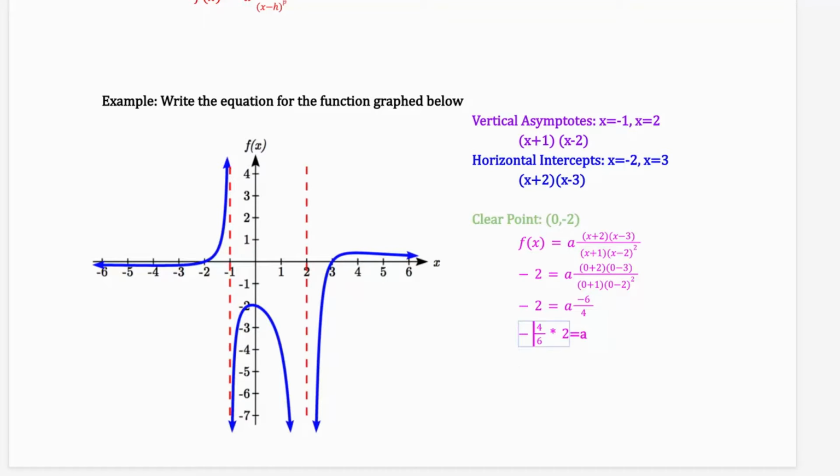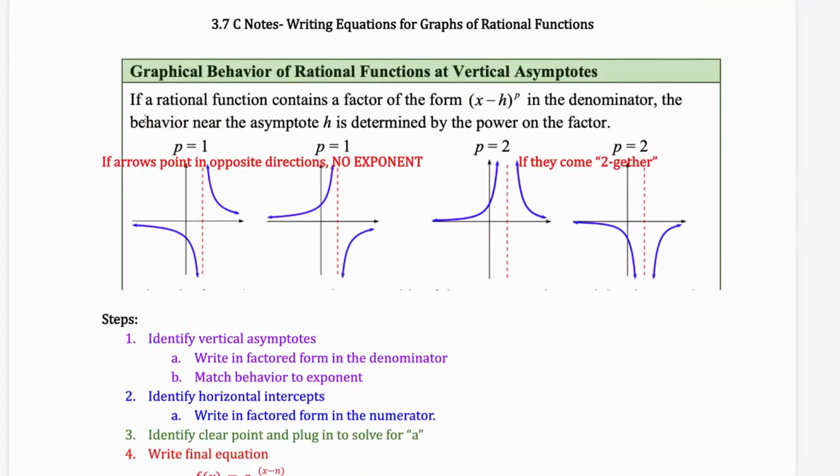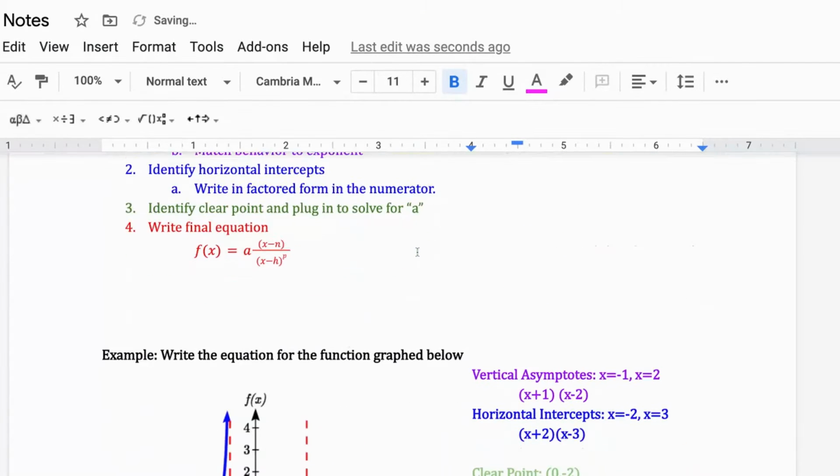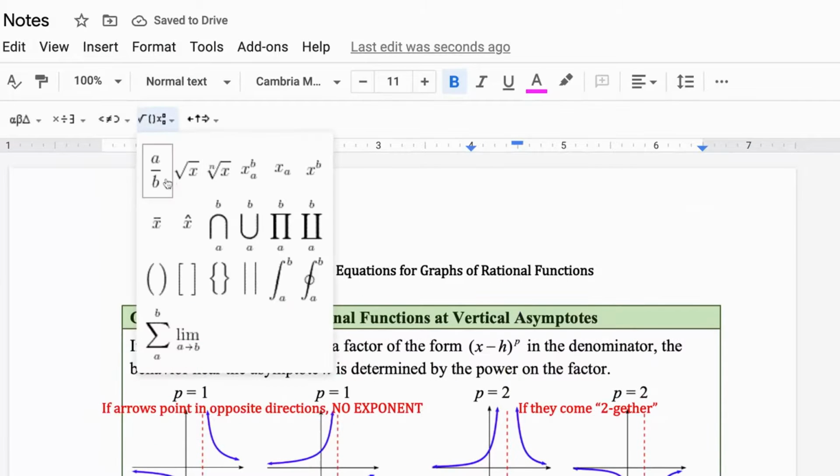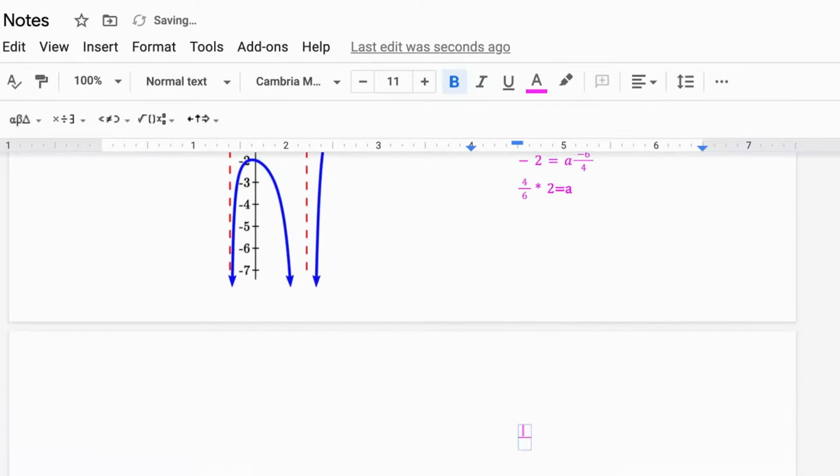Actually, it becomes a positive because I multiply negative by negative. Thank you. I know you didn't say anything, but I'm pretending like you did. Stupid fraction. So then 4/3 is equal to a.